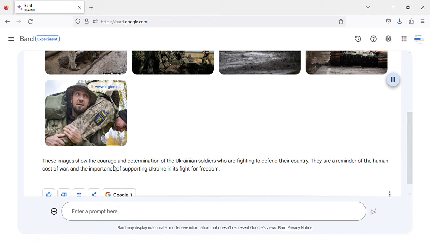These images show the courage and determination of the Ukrainian soldiers who are fighting to defend their country. They are a reminder of the human cost of war, and the importance of supporting Ukraine in its fight for freedom.